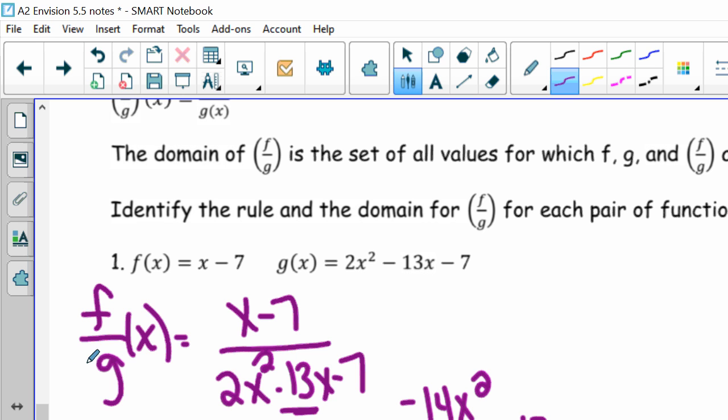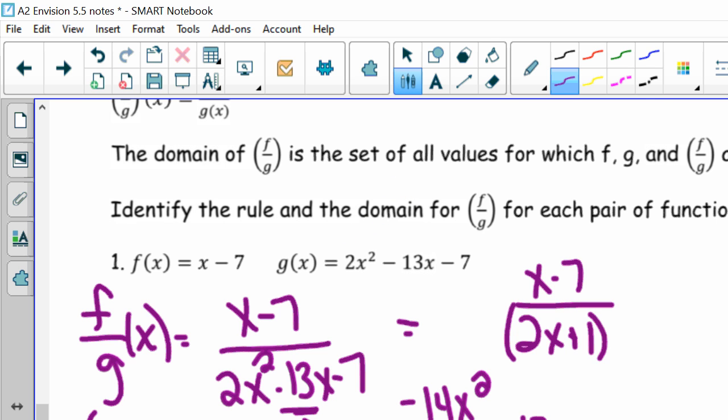Now I can factor this, pull a 2x out of here, and I get x minus 7. Combine these two, doing my grouping, pull a 1 out, and I'm left with x minus 7. So on top I have x minus 7 over 2x plus 1 and x minus 7, because that's what the bottom factored to. Now I have an x minus 7 on top and x minus 7 on the bottom. They're going to cancel each other out, so that leaves me with 1 over 2x plus 1. So that is what f divided by g of x is equal to.